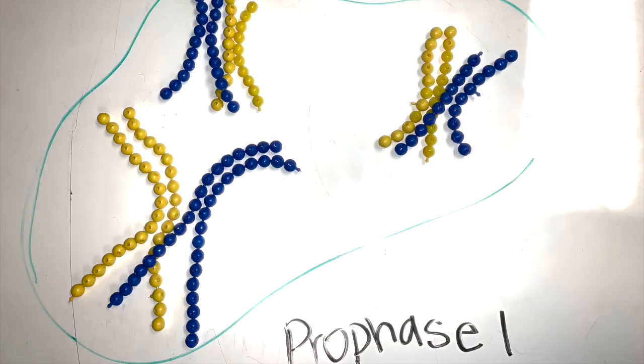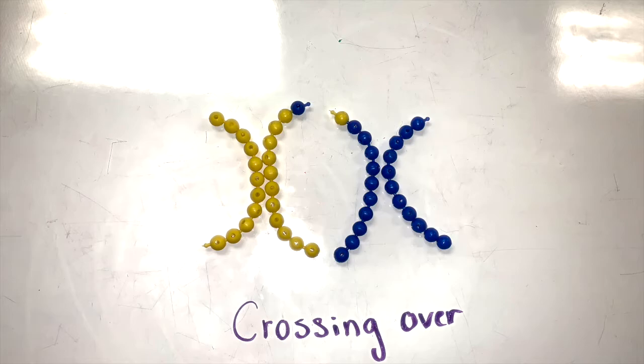The cell begins to divide and the chromosomes pair up in prophase 1. They also begin to cross over. Crossing over is when chromosomes pair together and pieces of the homologous chromosomes are exchanged. Crossing over ensures that no person is alike because new combinations occur each time.